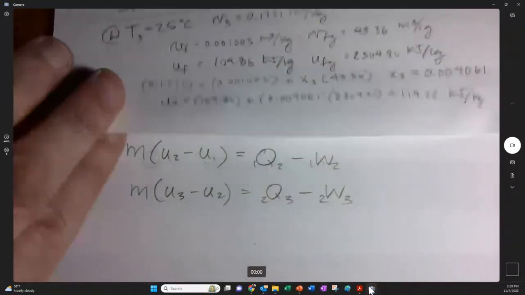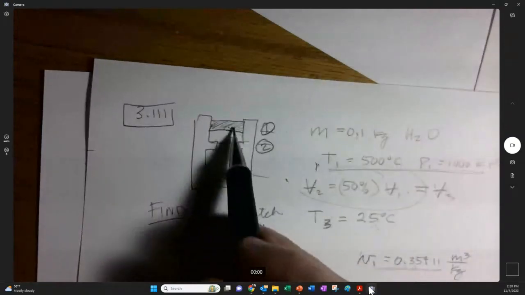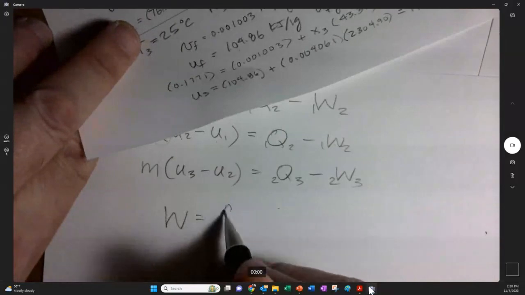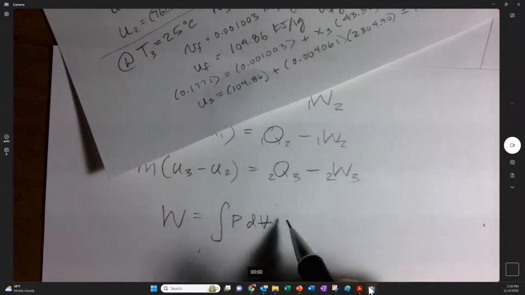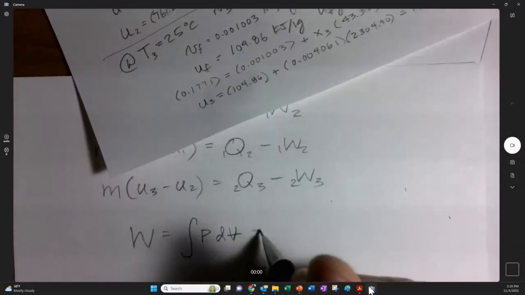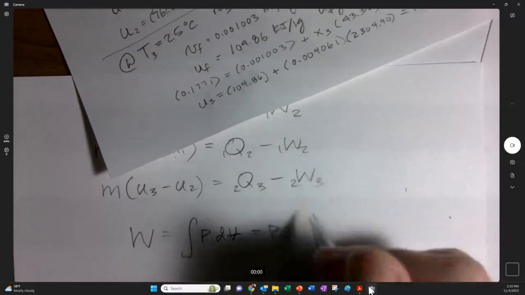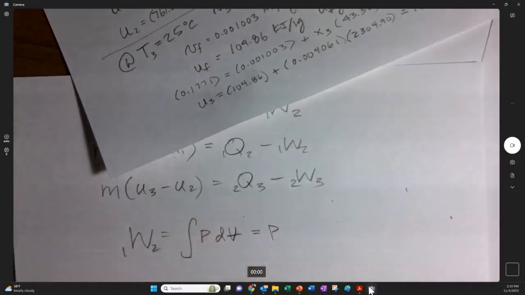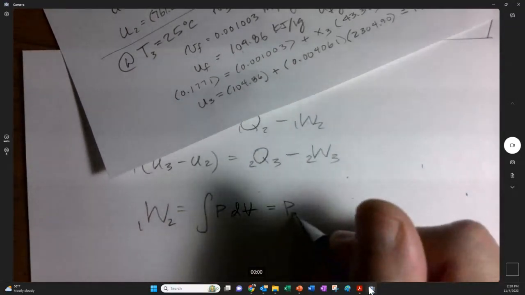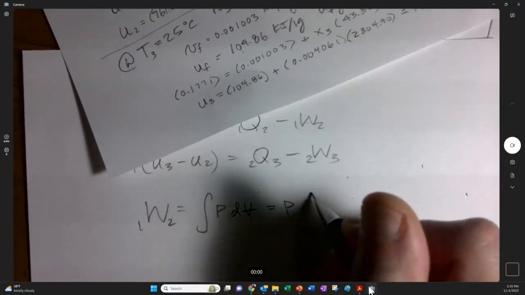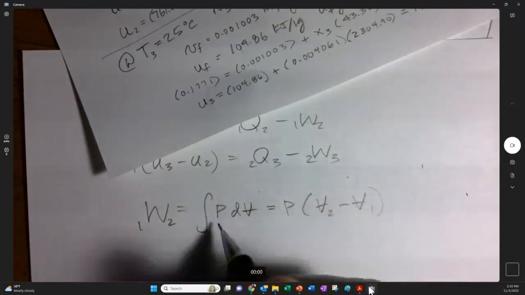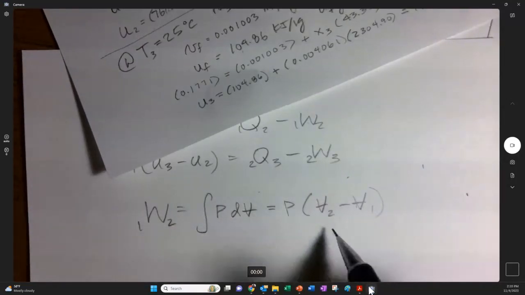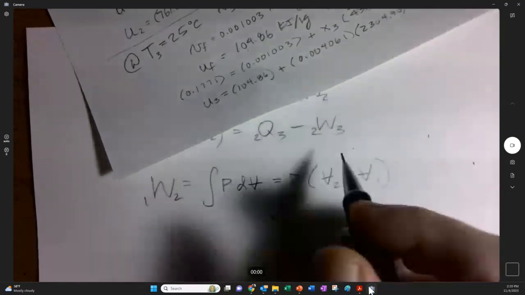So we will go back to the beginning and take a look at how much work is taking place here. Well, this is a constant pressure process, so it's really just going to be the pressure. The work 1 to 2 is going to be P during that period times V2 minus V1, right? Because you're integrating across that. And so we know what that value is going to be.